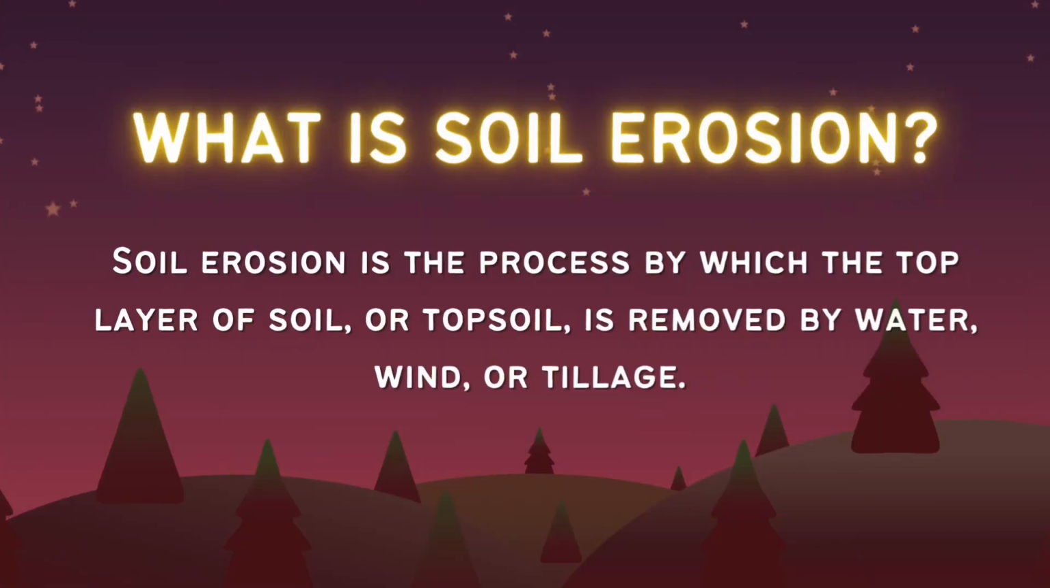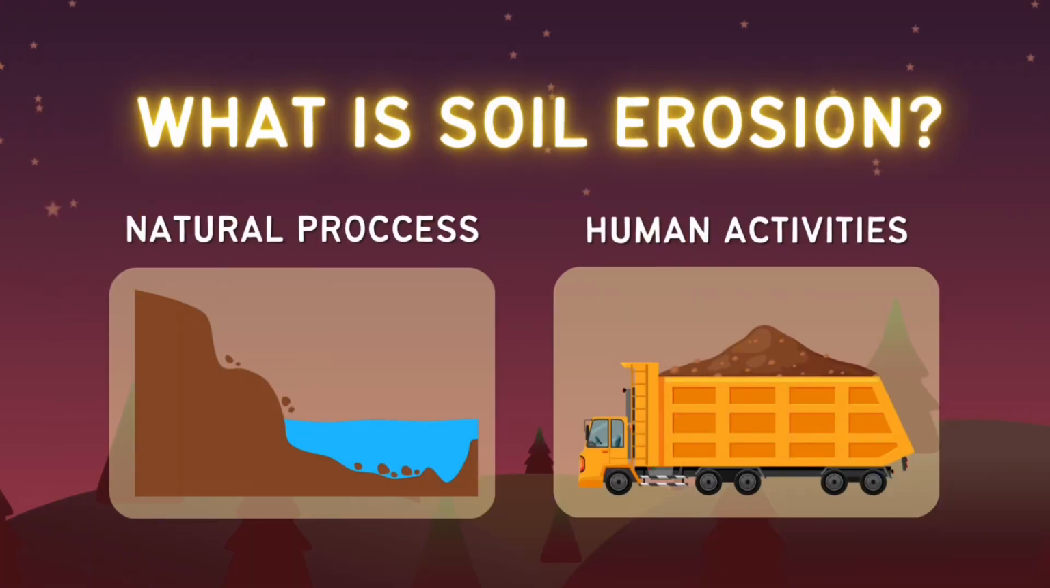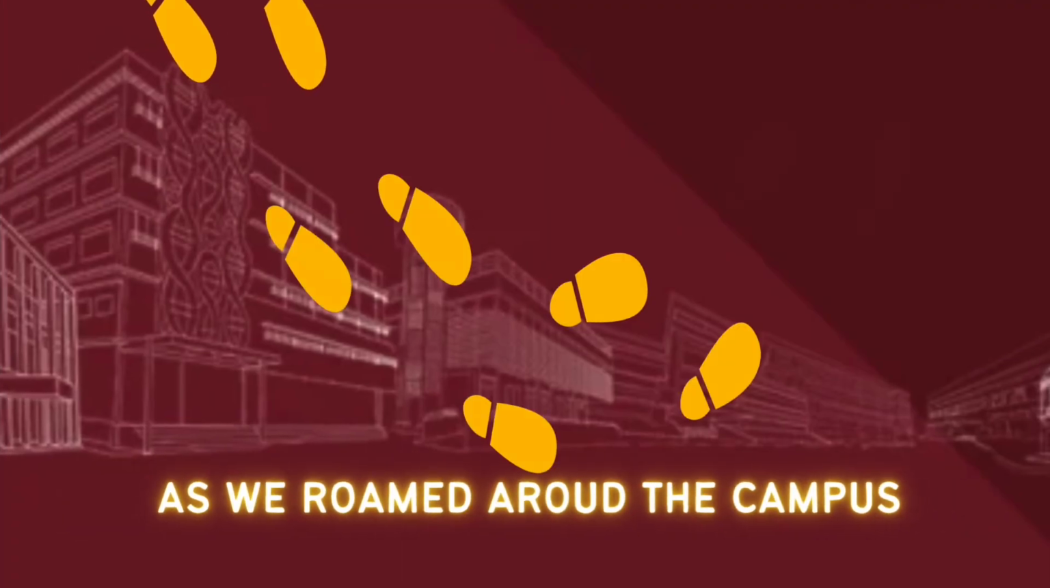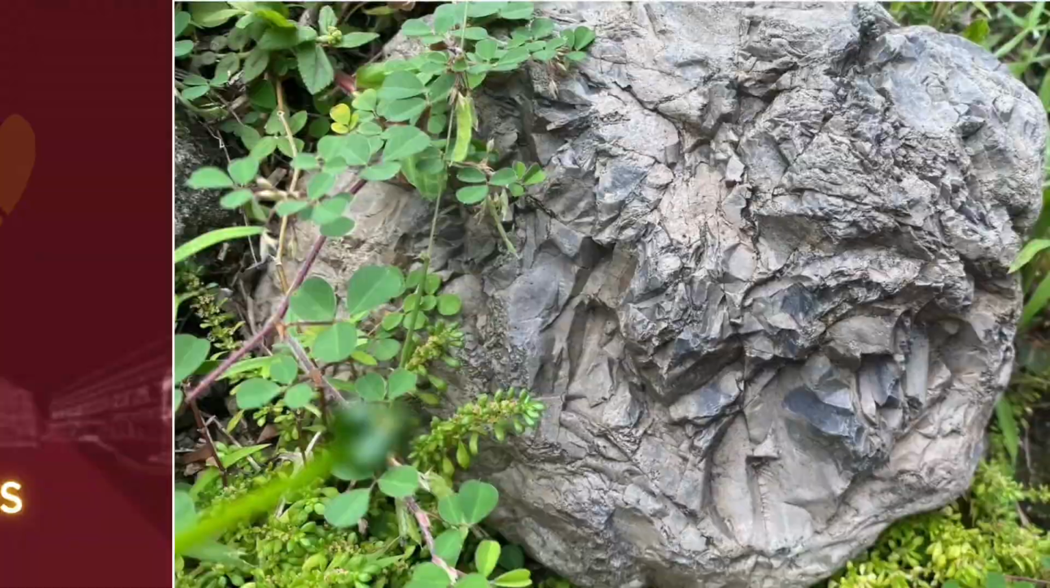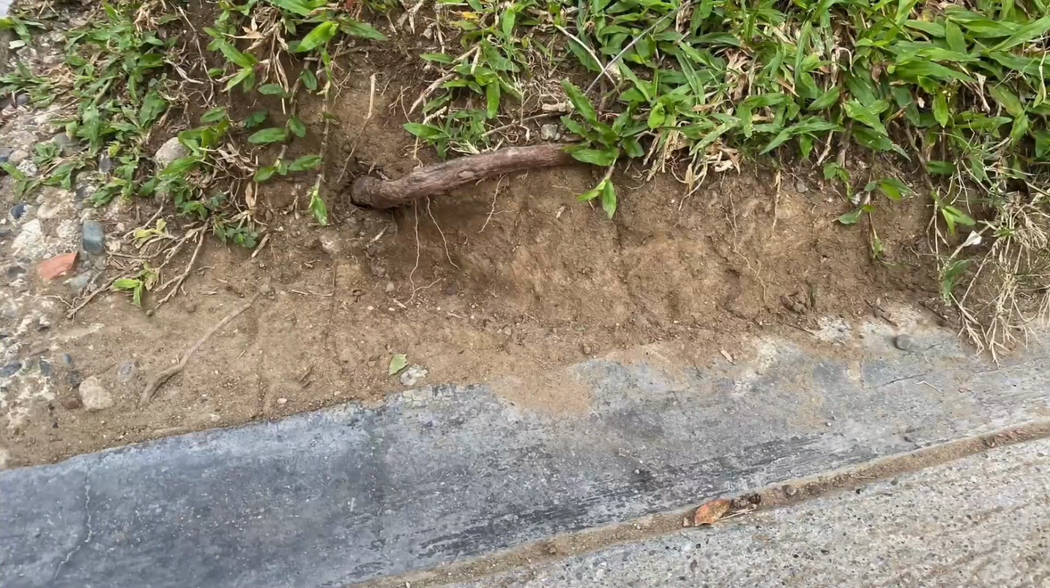Soil erosion is the process by which the top layer of soil is removed by water, wind, or tillage. It can occur naturally, but human activities can significantly increase the rate of erosion. As we roamed around the campus, we witnessed some evidences of weathering and erosion.